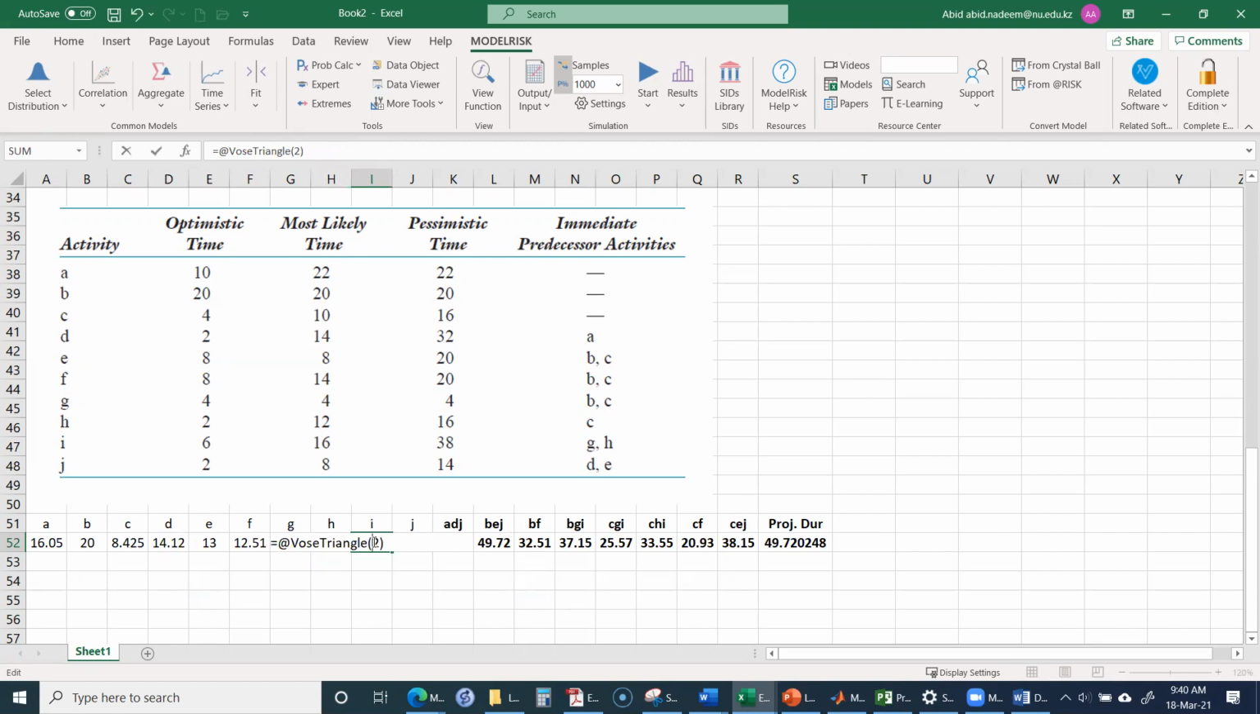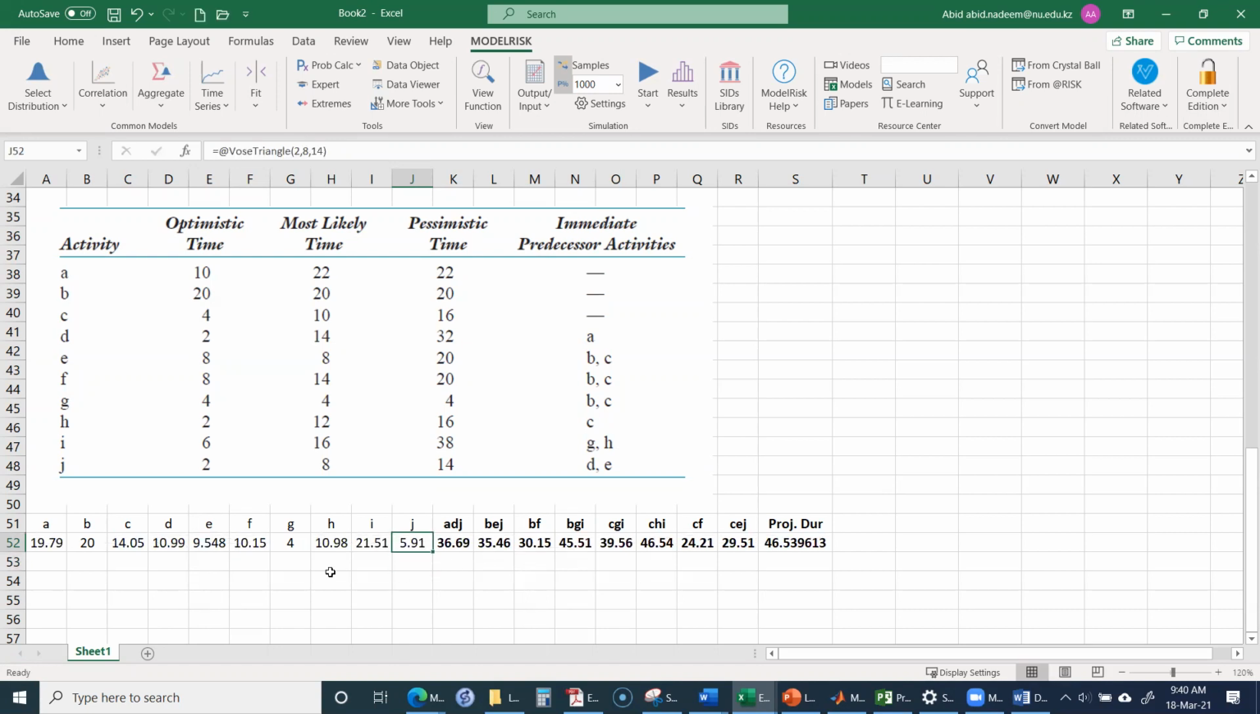So 6, 16, 38. Okay. And then lastly, J is 2, 8, and 14. Right. So this is the one.